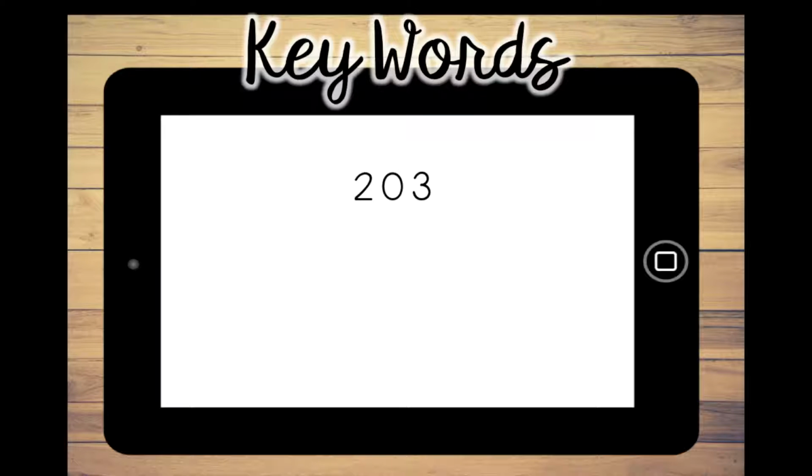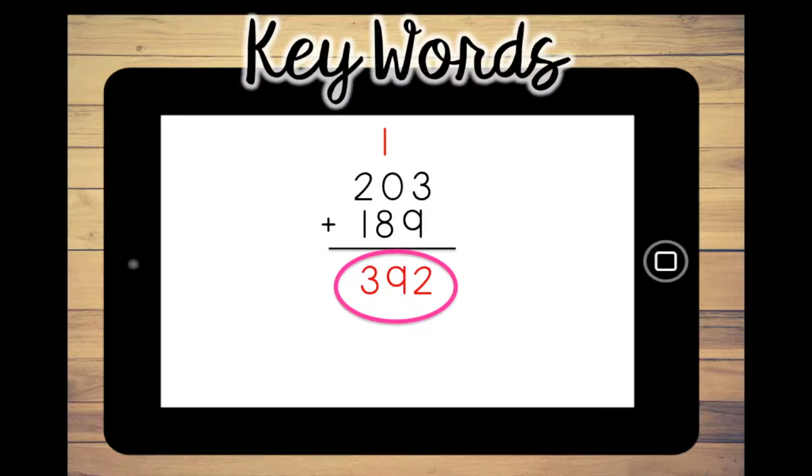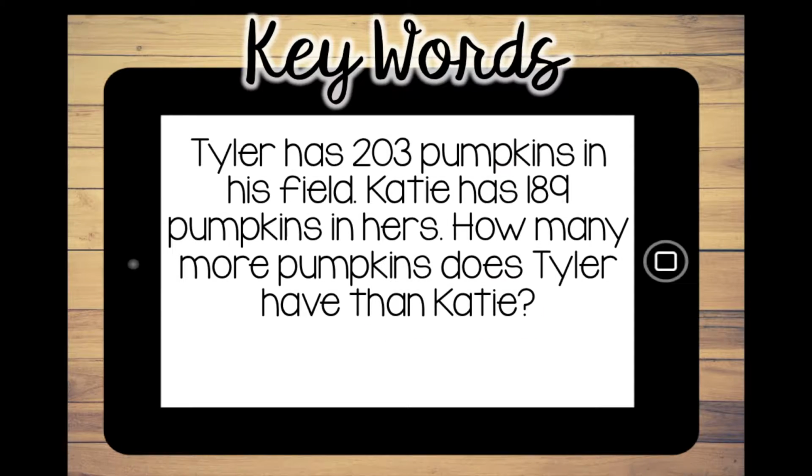Okay, so we're going to be adding 203 plus 189. We always start in the ones place. We have 3 plus 9. 3 plus 9 is 12. So we're going to put a 2 in the ones place and bring a 1 up into the tens place. 1 plus 0 plus 8 is 9, and 2 plus 1 is 3. So we have 392 pumpkins. Let's go on to the next one.